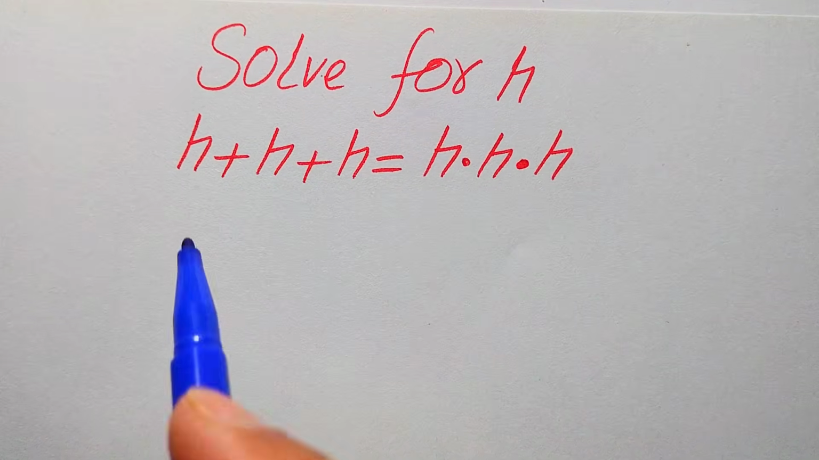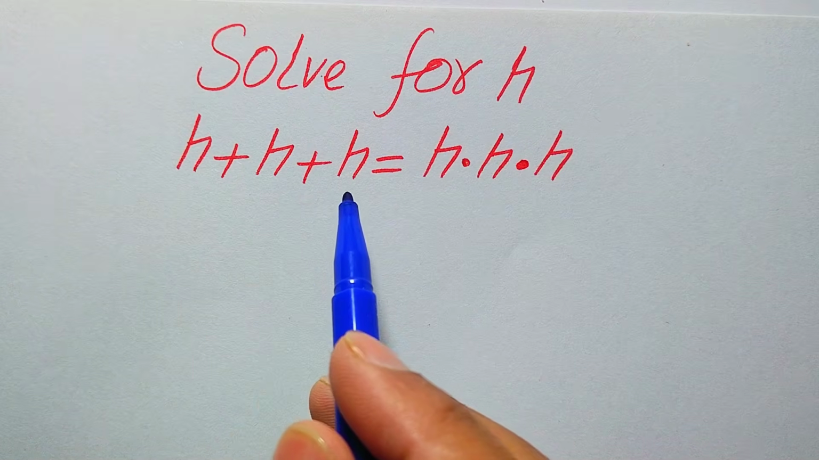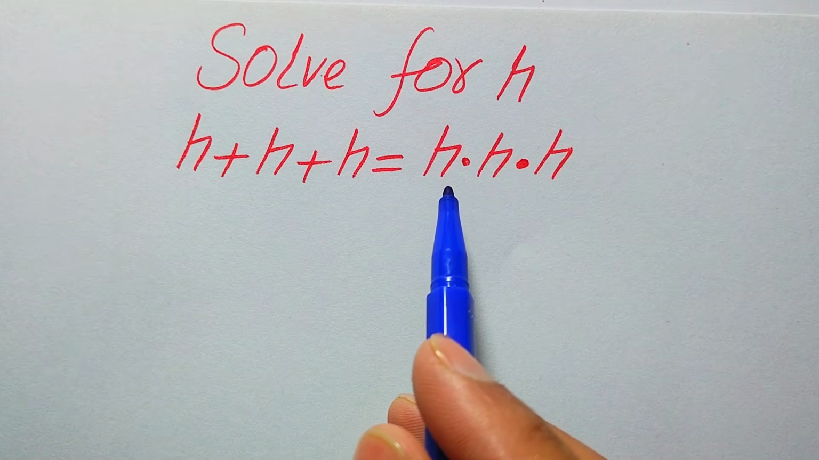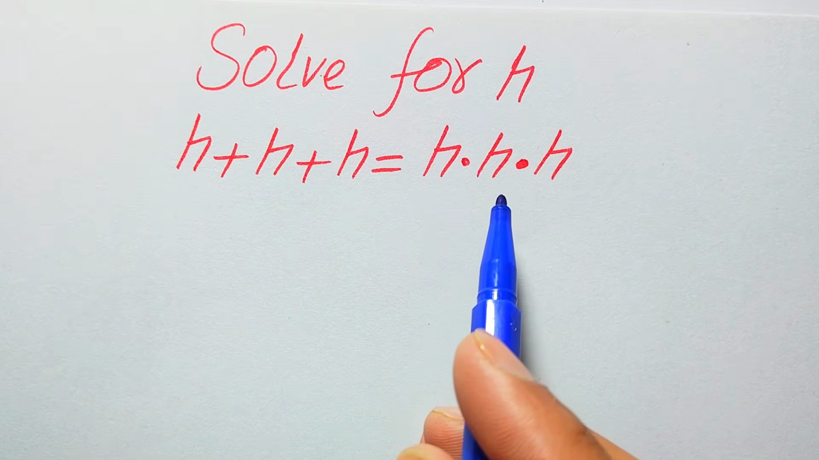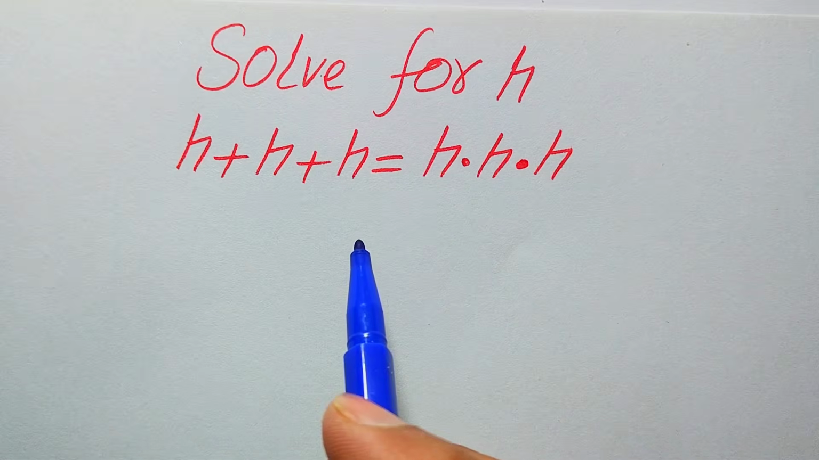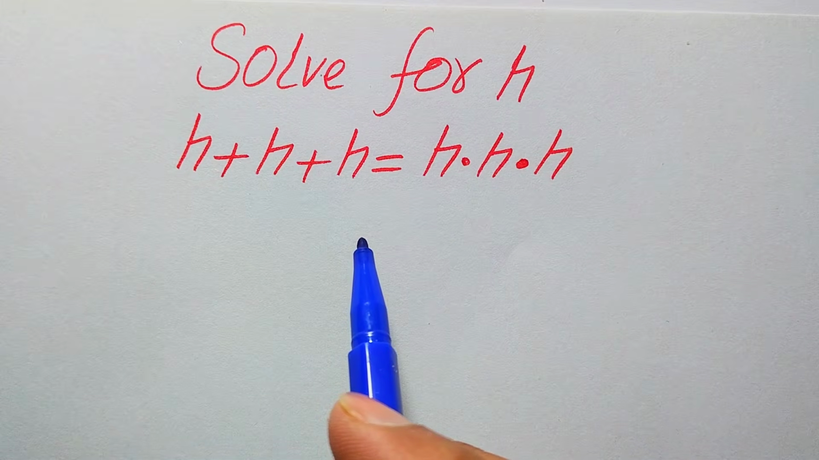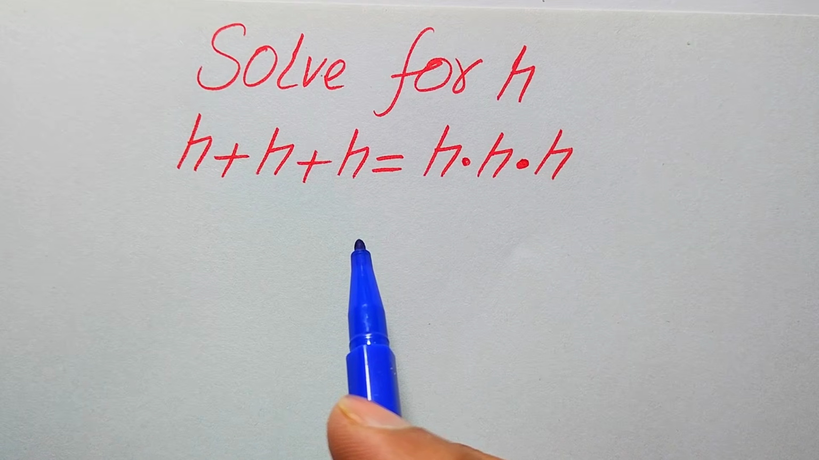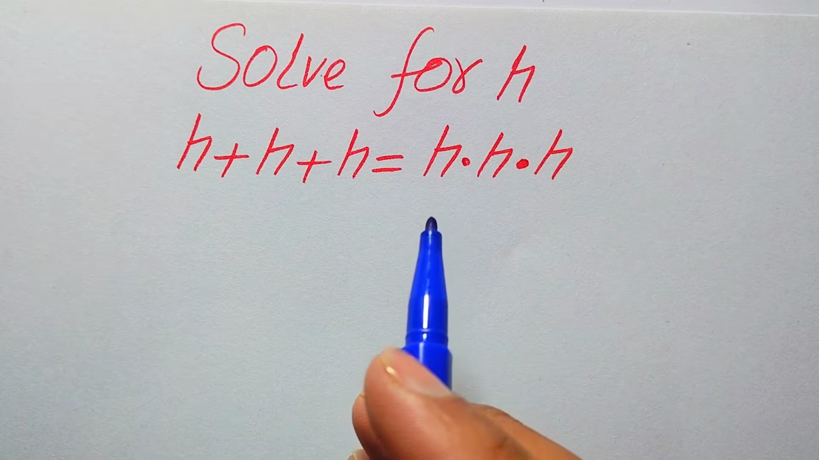So here we have h plus h plus h is equal to h times h. We need to solve this problem for all the values of h, and at the end we will verify which of the roots are solutions and which of the roots are extraneous roots.